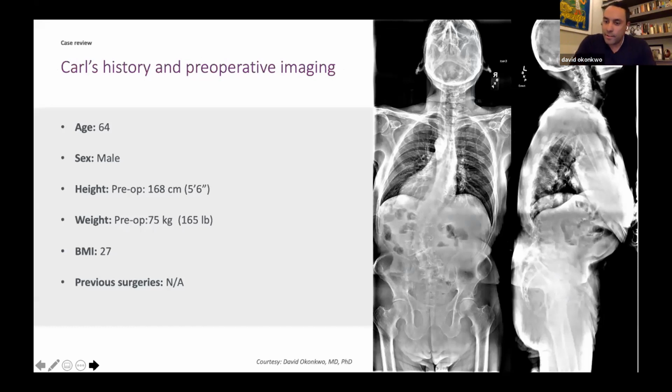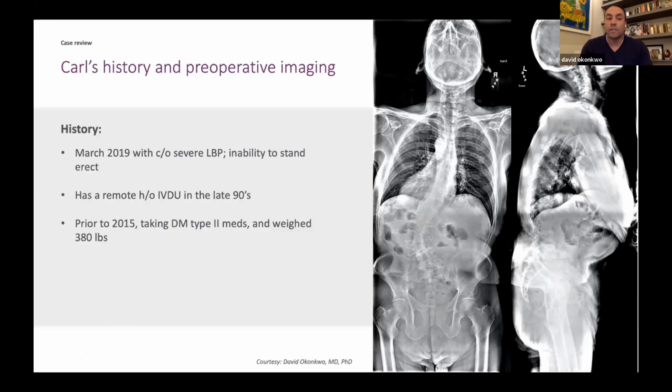So look, we consumed the hour off of one slide. Let's pull all of those principles together with this patient of mine, whom we'll call Carl, as Carl manifested so many of these modifiable and non-modifiable risk factors that we discussed. Carl's 64 years old, 5'6", 165 pounds, for a BMI of 27. He has not had previous spine surgeries, but he has had previous surgeries in other body parts.